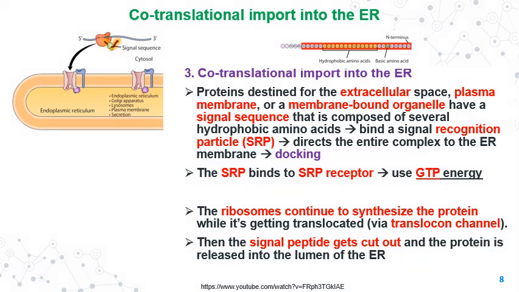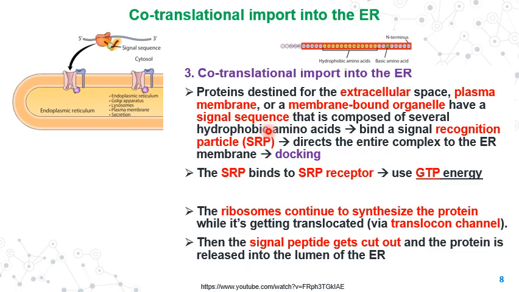All right, so here is the third destination of proteins. If you started making the protein and you have the signal peptide that is telling it to go to the ER, this is what's going to happen. You have that little peptide that is going to interact with a recognition particle. So what is going to happen here?